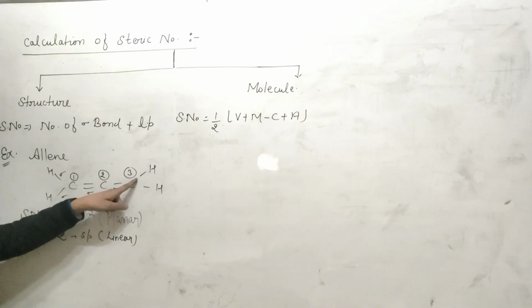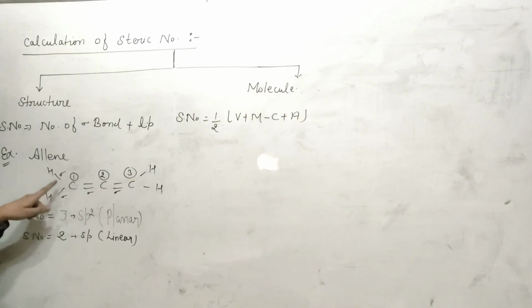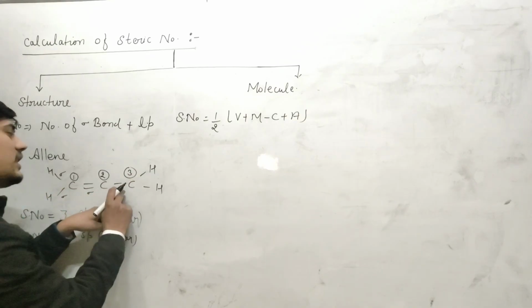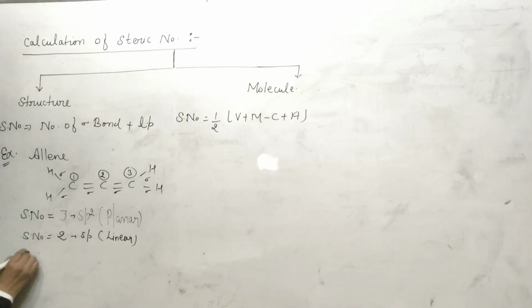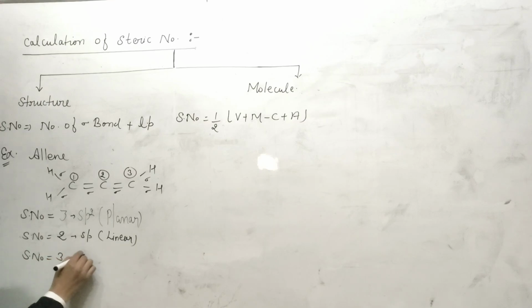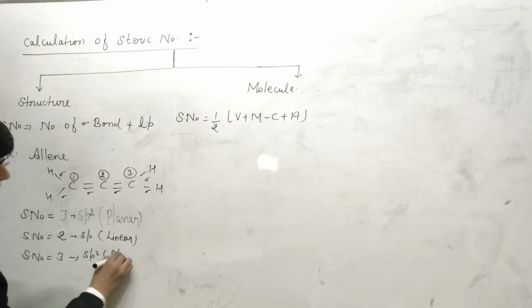If we talk about the third carbon, it is similar to the first carbon. So there are only 3 sigma bonds. One sigma bond and this is one sigma bond. So the steric number will be 3 here, the hybridization will be sp2, and the geometry will be planar.